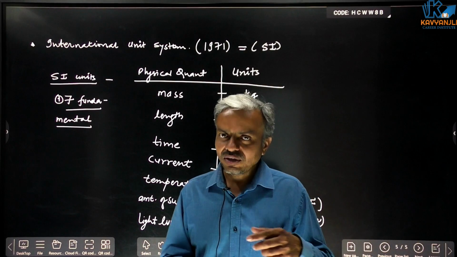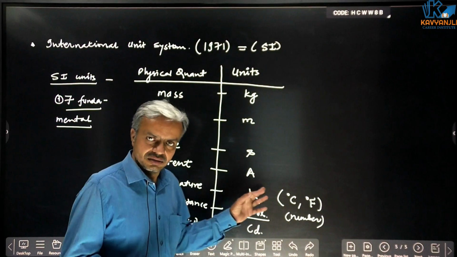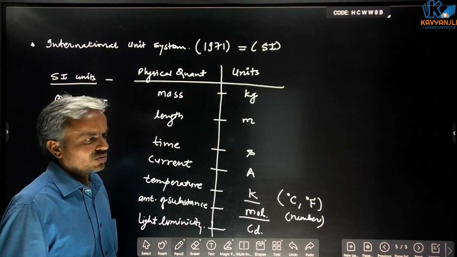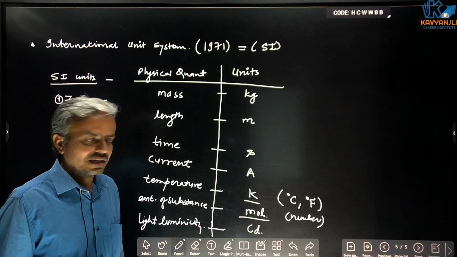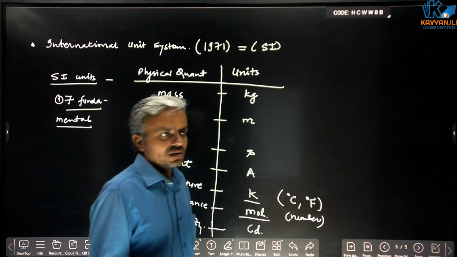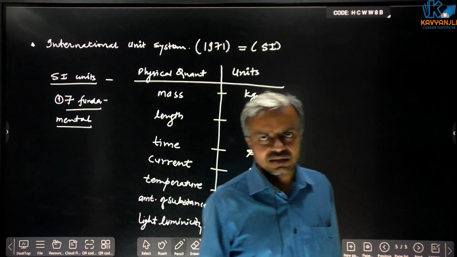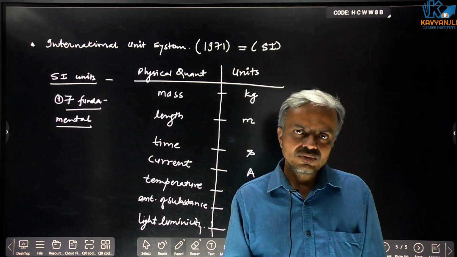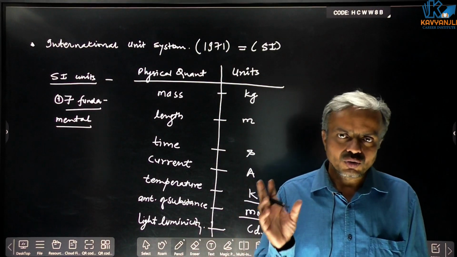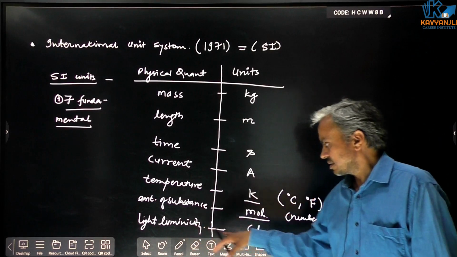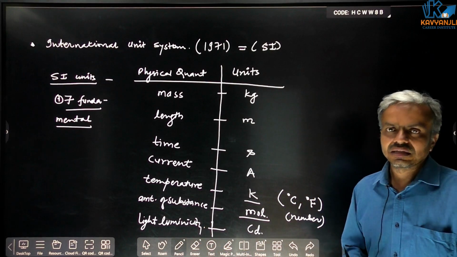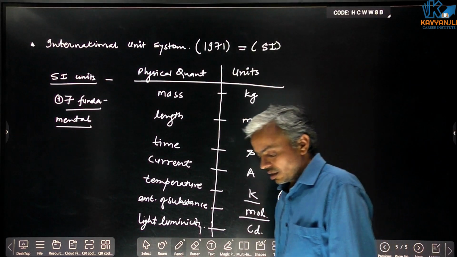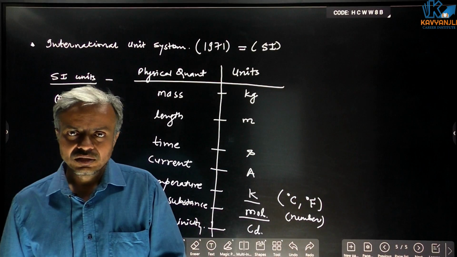So we need a different physical quantity rather than current or power. So we use candela for that. Till 12th we don't use that candela. It is not used because we do not study light luminosity. But when you purchase an LED bulb or a simple bulb, on the LED bulb the luminosity power is written there, and this will be in candela. So these are the 7 fundamental units.